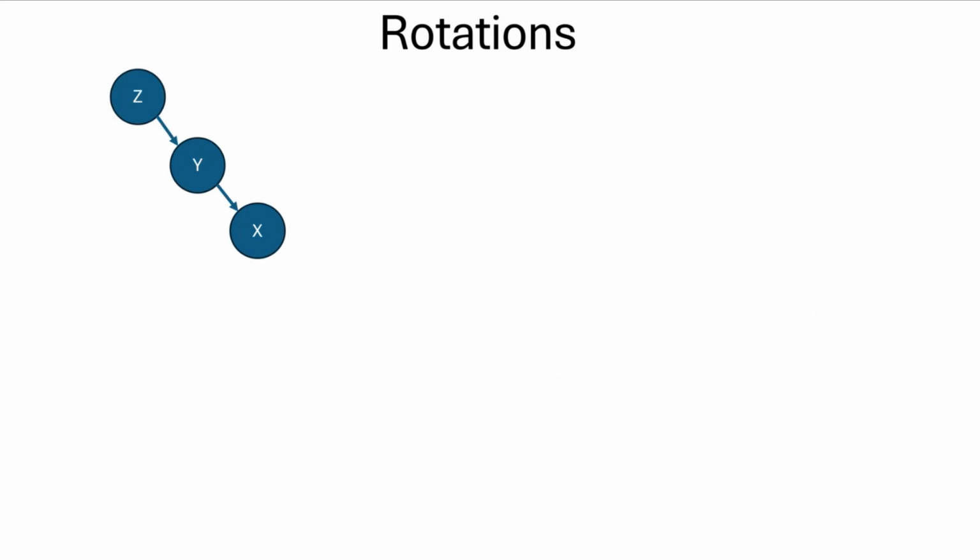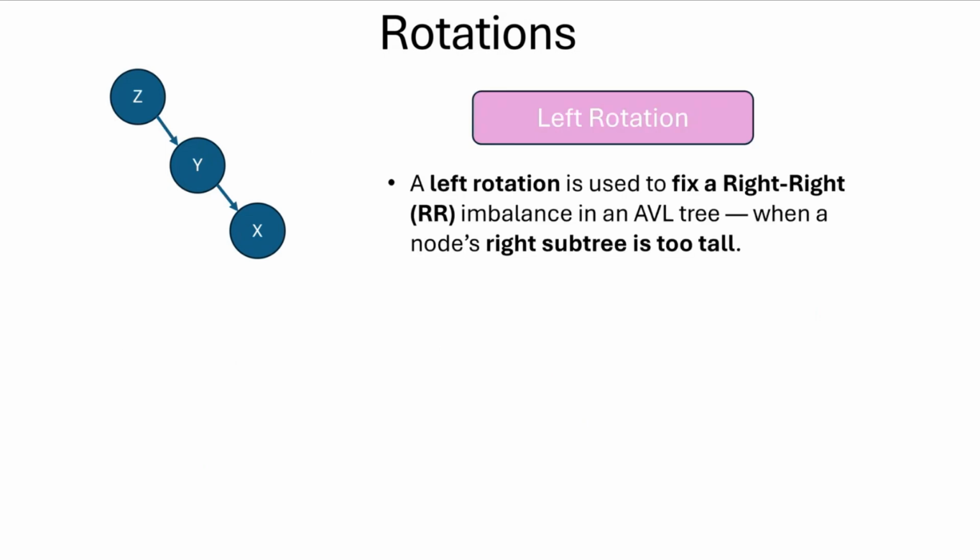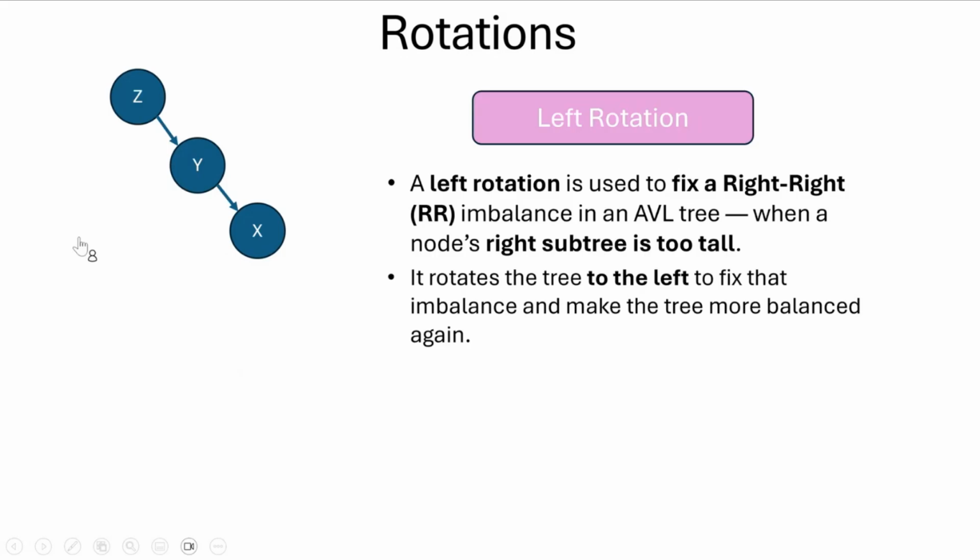Now let's understand the second type of imbalance, which is right imbalance. Right imbalance is solved using left rotation, basically moving the tree onto the left side.